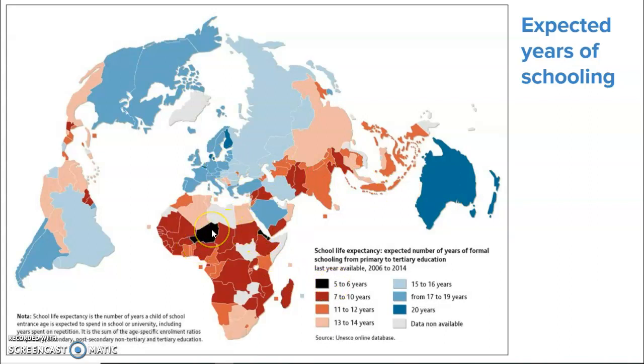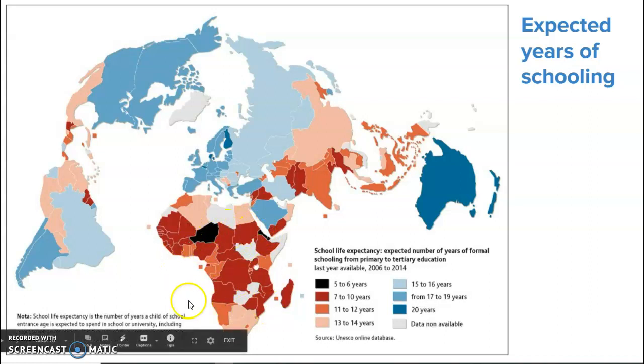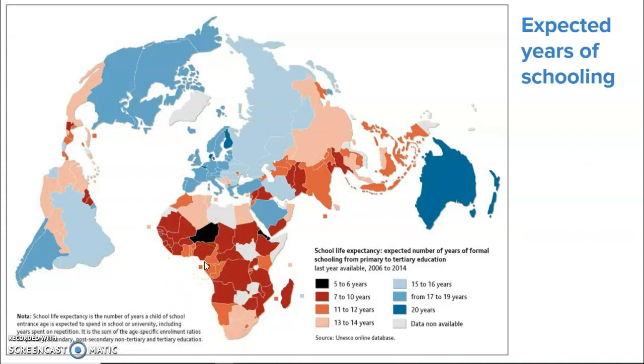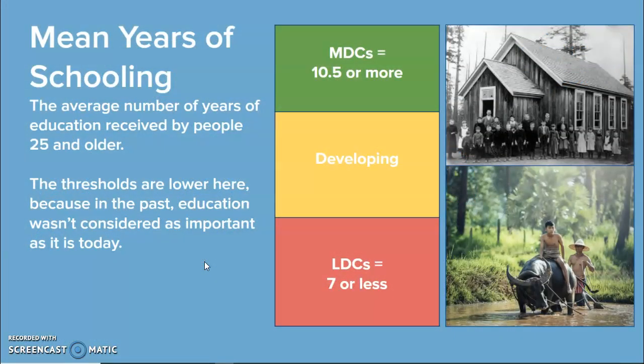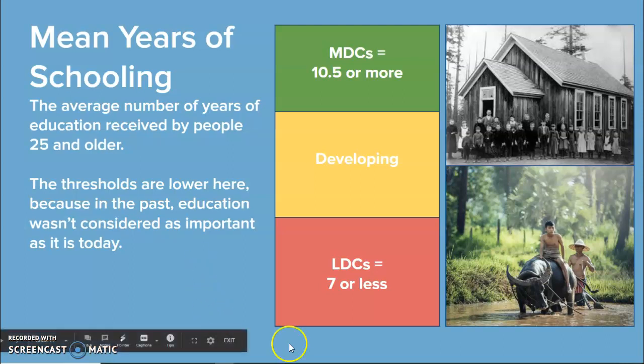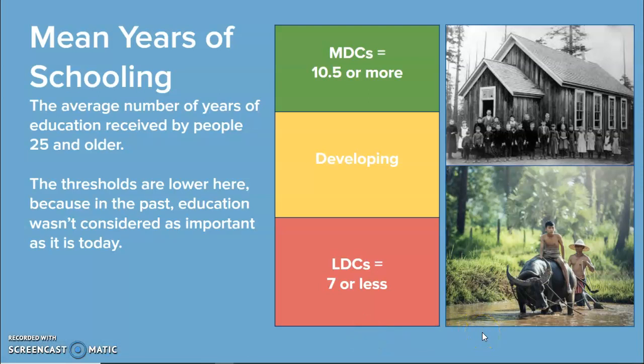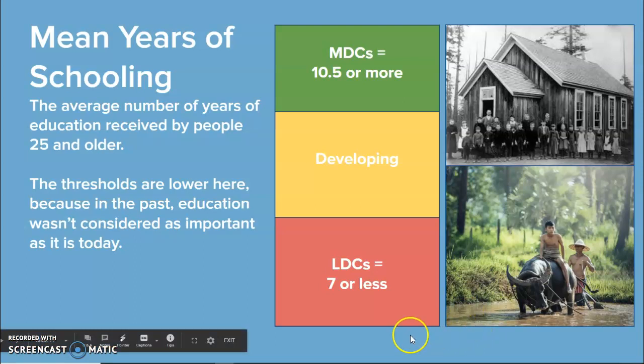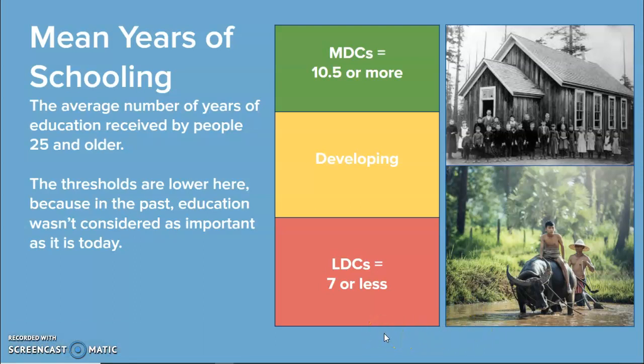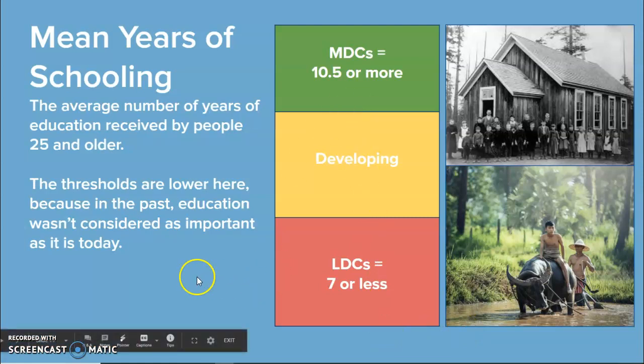We've got a couple of countries that are 5 to 6 years, and then quite a few in the other red and orange categories. The mean years of schooling is the average number of years of education received by people 25 and older. So the thresholds are going to be lower here because in the past education wasn't considered as important as it is today. And in the less developed countries it still may not be. It might be more important for those people to be out working in the fields or something than working to earn an income. So it's 7 or fewer years of schooling in less developed countries, 10.5 or more in the more developed countries.